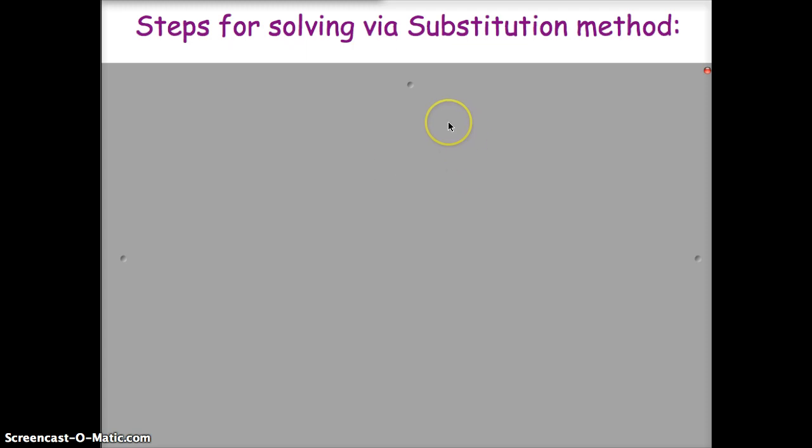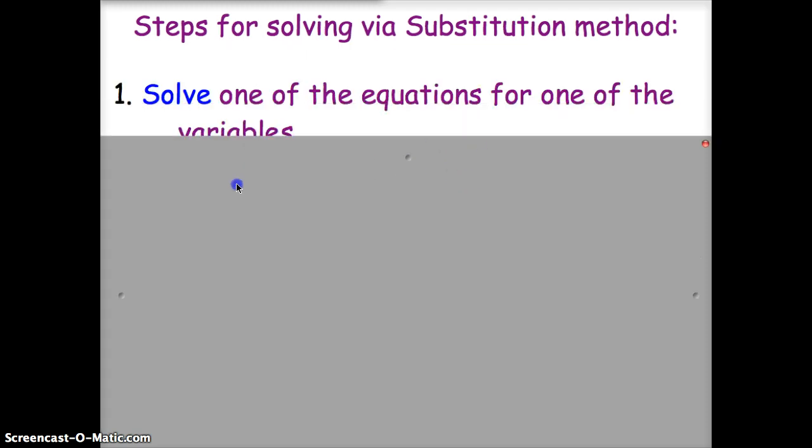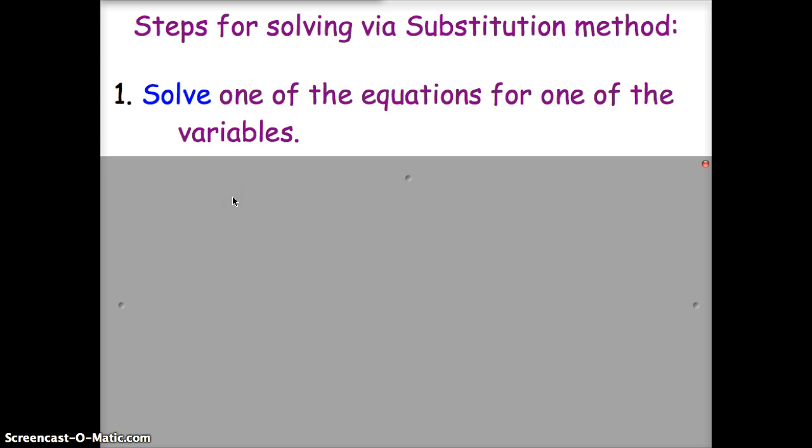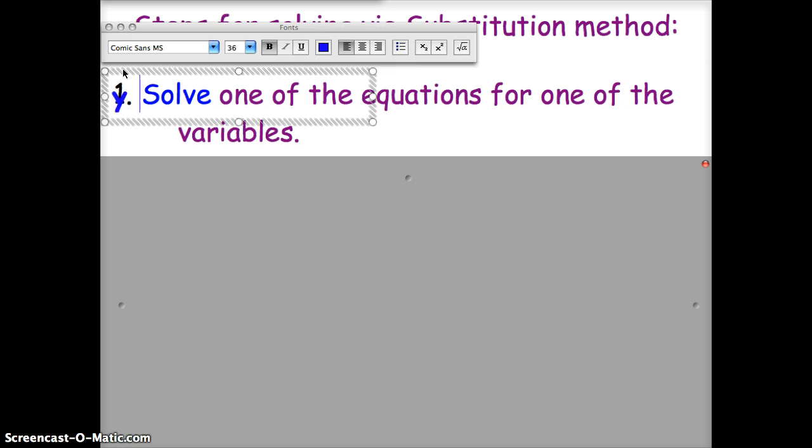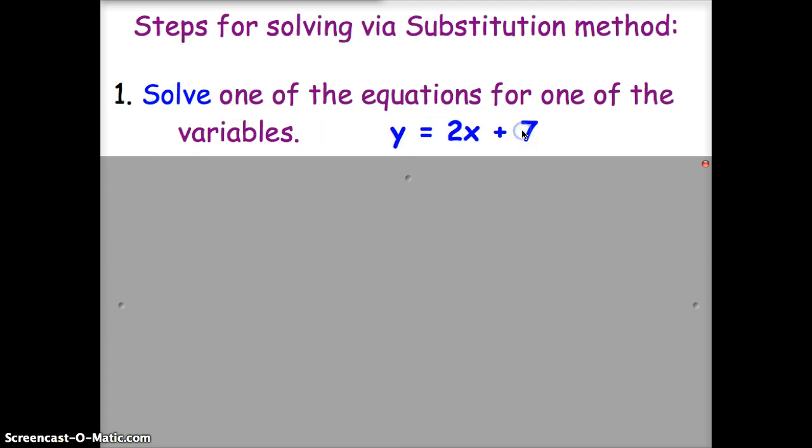Now there are 3 steps in solving via the substitution method. Step 1, you're going to solve one of the equations for one of the variables. These are typically 2 variable equations, or at least they will be for us right now. So you may have something like 3x plus 5y equals 17. You may decide to solve for x, or you may decide to solve for y. But you're going to pick one of the variables and solve it so it looks something like y equals 2x plus 7. That would be an example equation that's solved for one of the 2 variables.